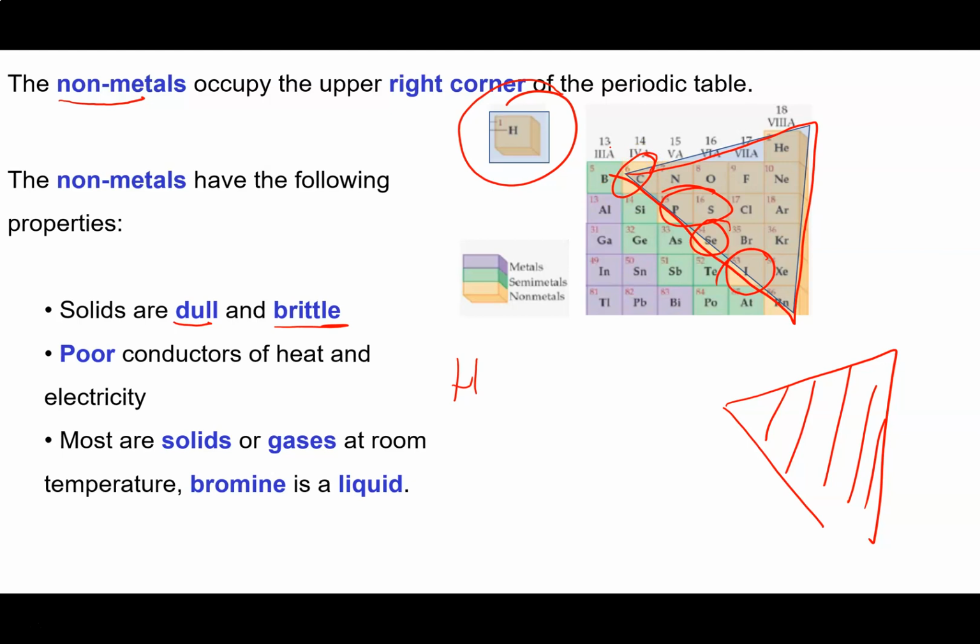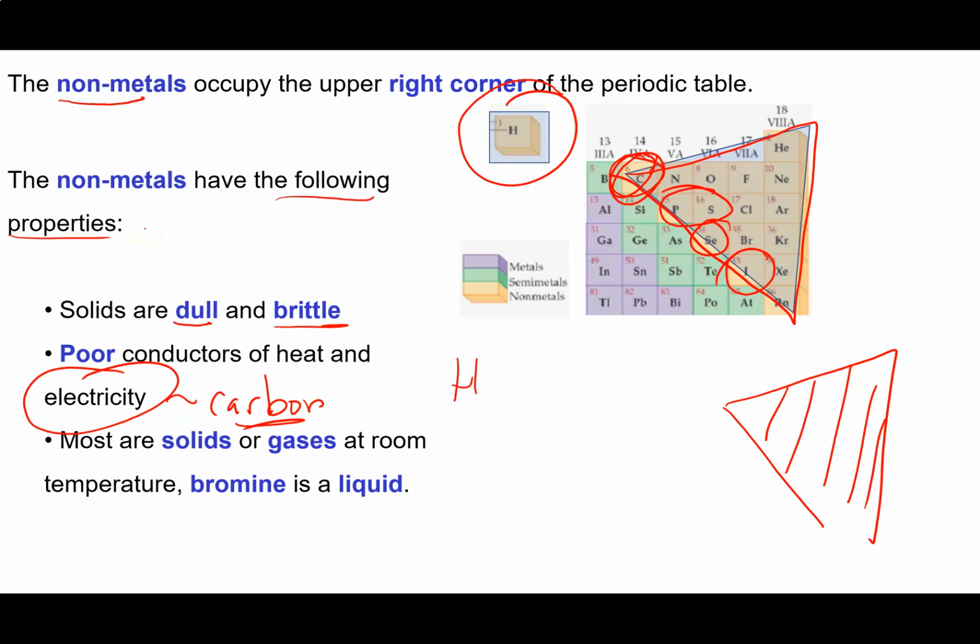They just tend to be kind of like brittle, easily broken materials, and you can kind of tell they don't have that metallic luster about them. We describe them as being dull. Most of them are poor conductors of heat and electricity. I've got to say that one exception to that is that carbon is a good conductor of electricity. But there's always exceptions in chemistry. But in general, nonmetals have these properties, right?